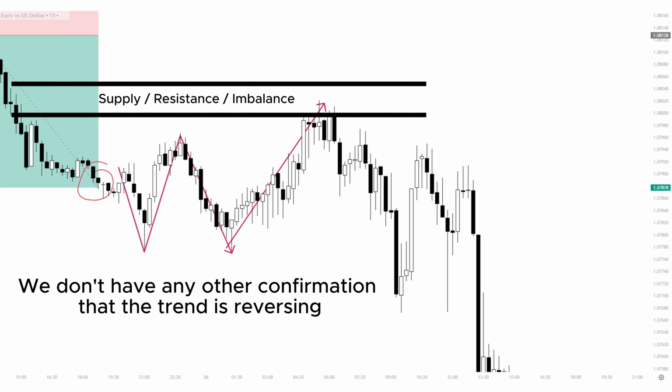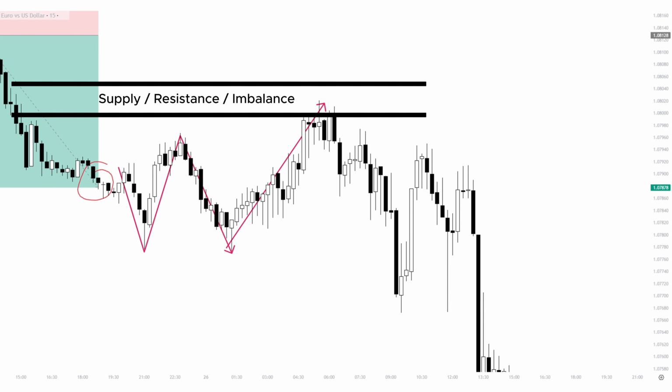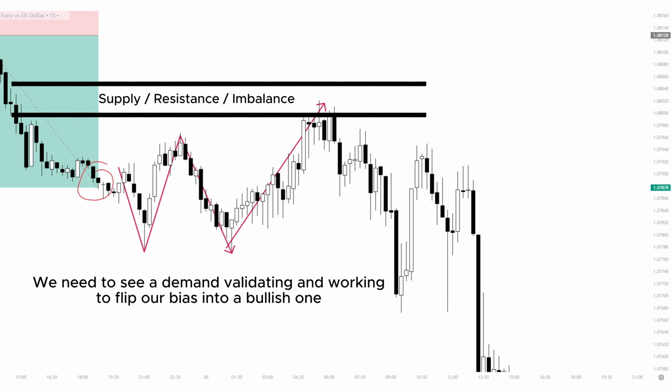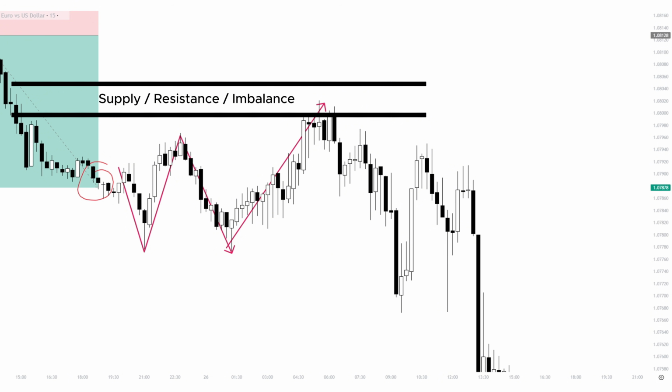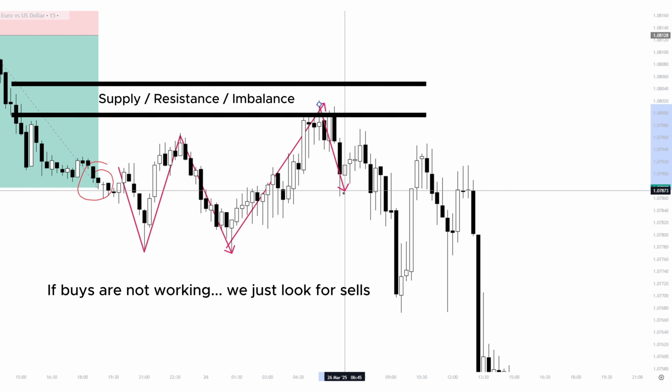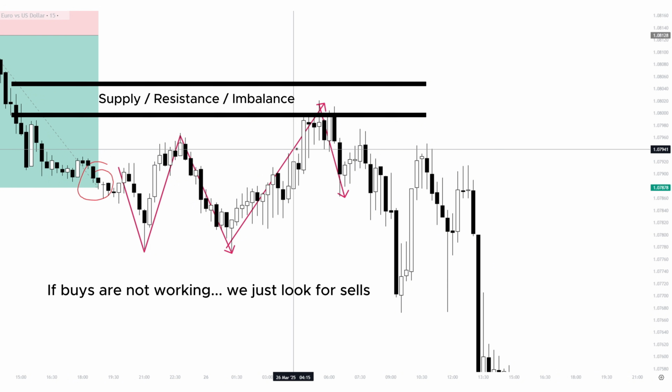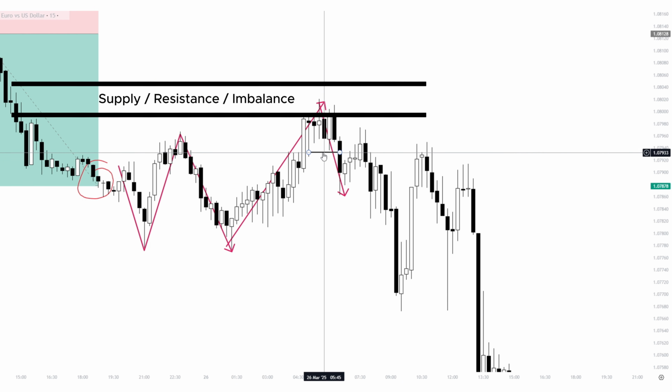It's just that we don't have an external or high time frame confirmation that this trend has changed into an uptrend. We just have loose signals and nothing certain. So unless a demand started forming and also working, we're not looking for any buys yet. We can see, for example, if we would have taken this as a demand, this would have closed as a loss, here as well, and here too. So we have no confirmation that a demand is working. So what do we do? If buys are not working, we just look for selling opportunities. Pretty logical, right?